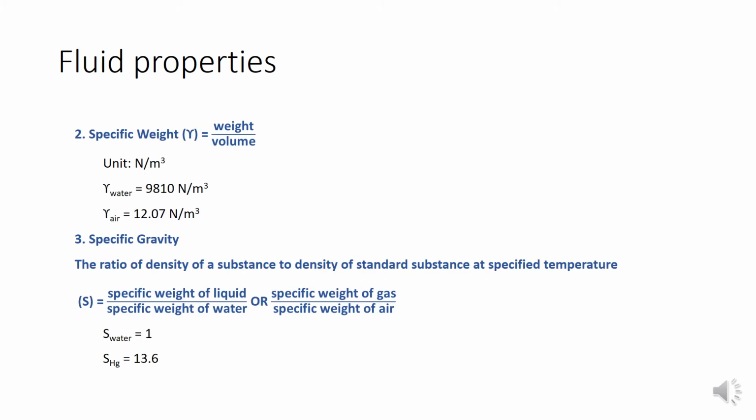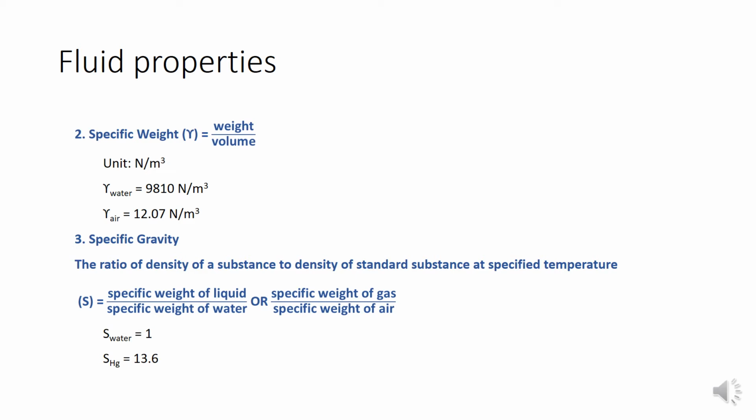Next, when you take fluids into consideration, we have another terminology called specific weight. The specific weight is the ratio between weight and volume. Weight to volume ratio is specific weight, so the SI unit of specific weight is Newton per meter cube. Now, if you take density and specific weight, what would be the difference between them?